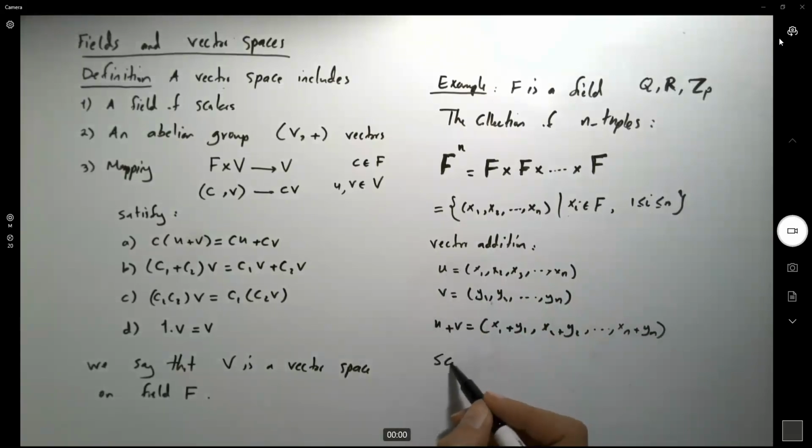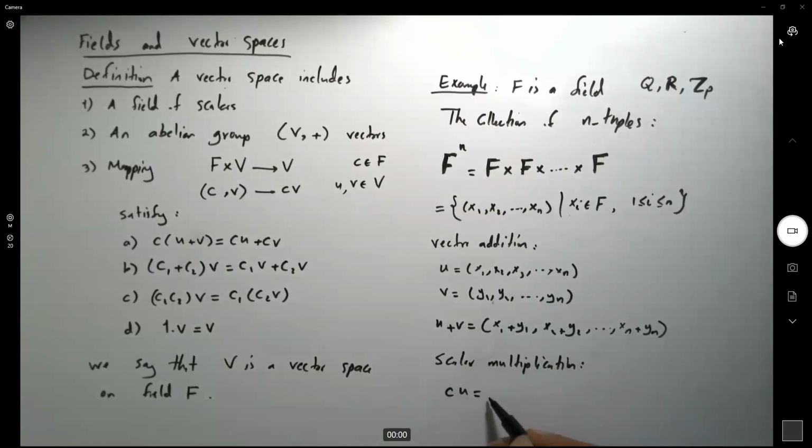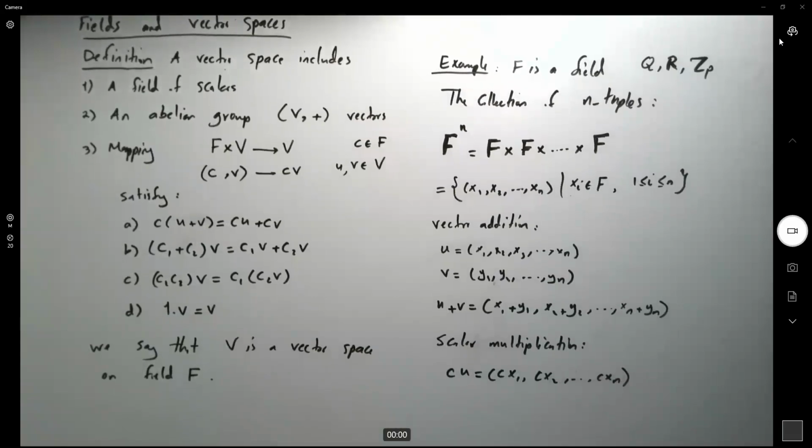And the scalar multiplication is defined as Cu. For example, it is (Cx1, Cx2, ..., Cxn). So as you can see, we defined a vector space V equal to the collection of all n-tuples, F to the n, and it is basically a vector space.